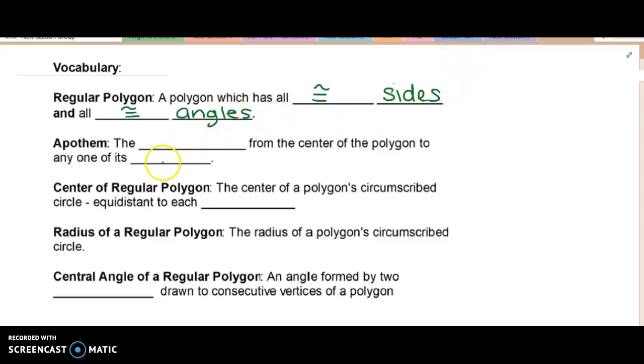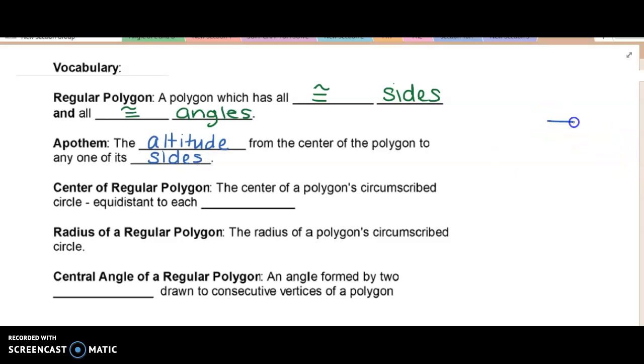An apothem, this is different. This is something you probably haven't heard. It's also pronounced by some as an apothem. I've just always heard it as apothem, but you can hear it both ways. An apothem is just the altitude that is drawn from the center of a polygon to any one of its sides.